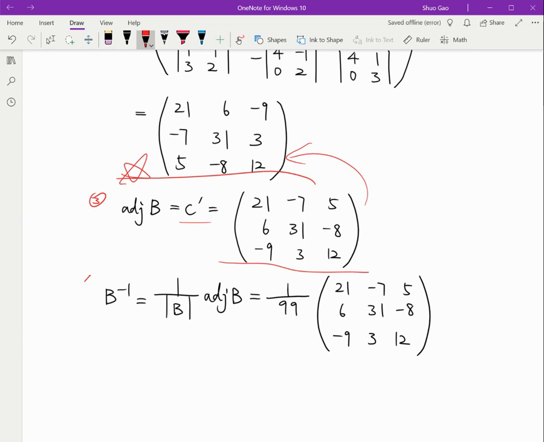And step 4, the B inverse, which is our last step, right? The B inverse is the adjoint of B divided by the determinant of B. So it's this matrix, the same matrix as before, divided by the determinant of B, which is 99, right? So there's a 1 over 99 in front of the adjoint of B. So this matrix is the B inverse we want to find.